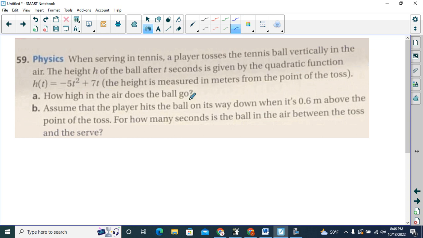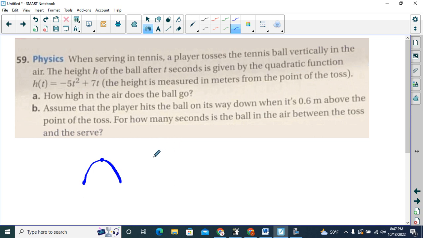So the ball, notice the C value in the quadratic is 0. The ball starts at a height of 0. If I plug in 0 for time, I get 0 for height. So it starts on the ground, and over time it goes up and comes back down. Notice the highest point is going to be at the vertex. So when it asks how high in the air does the ball go, we just need to find the vertex.